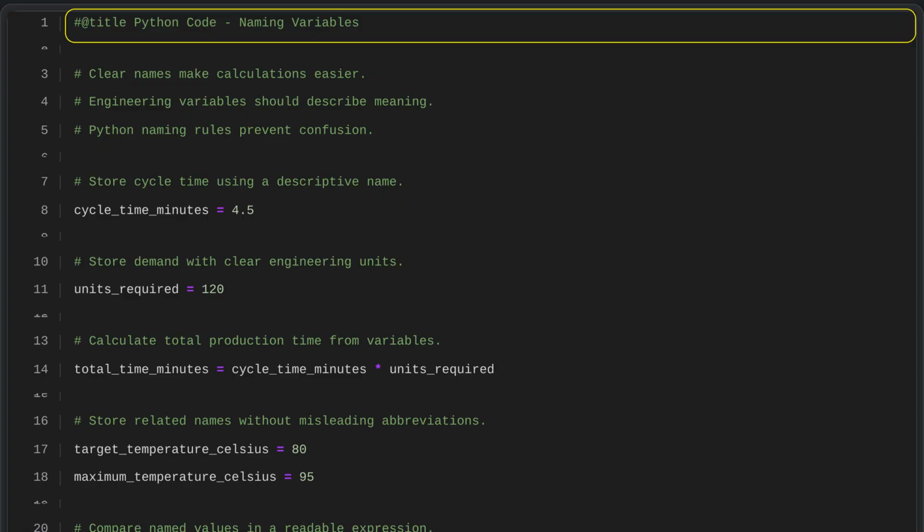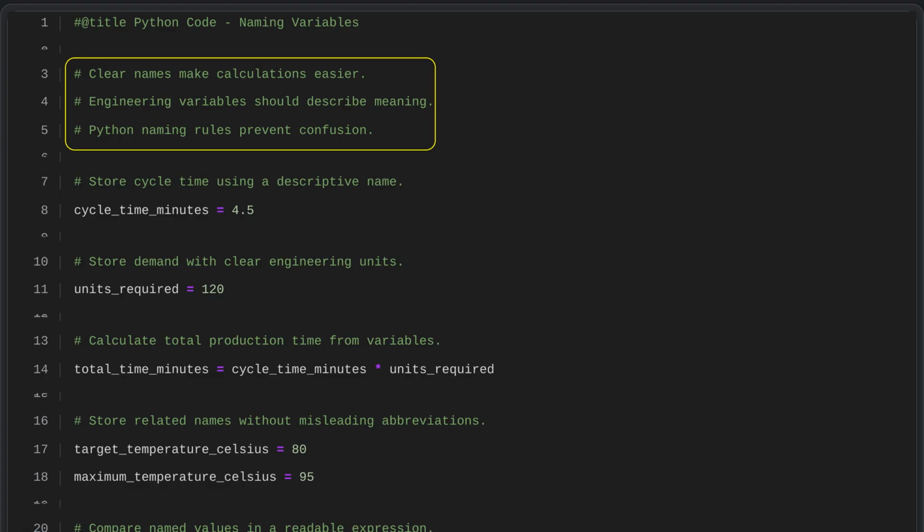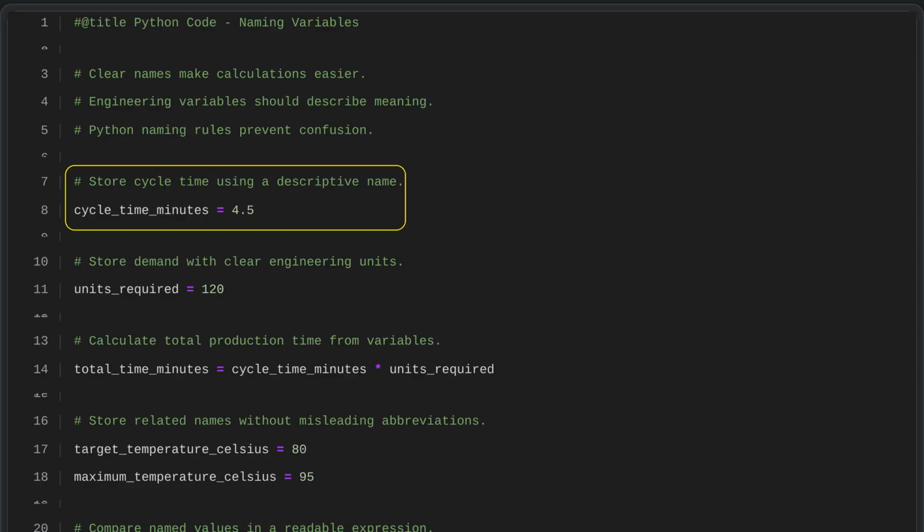Python code, naming variables. Use clear, meaningful names for engineering variables so calculations are easier to understand and maintain. Following Python naming rules also helps prevent confusion and mistakes. A descriptive variable name makes code easier to understand. Naming a value to show it represents cycle time in minutes helps readers grasp its purpose without extra explanation, improving readability and maintainability.